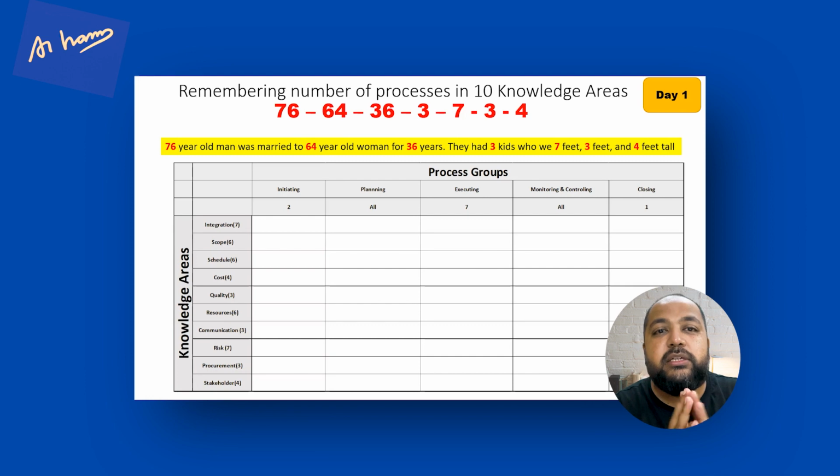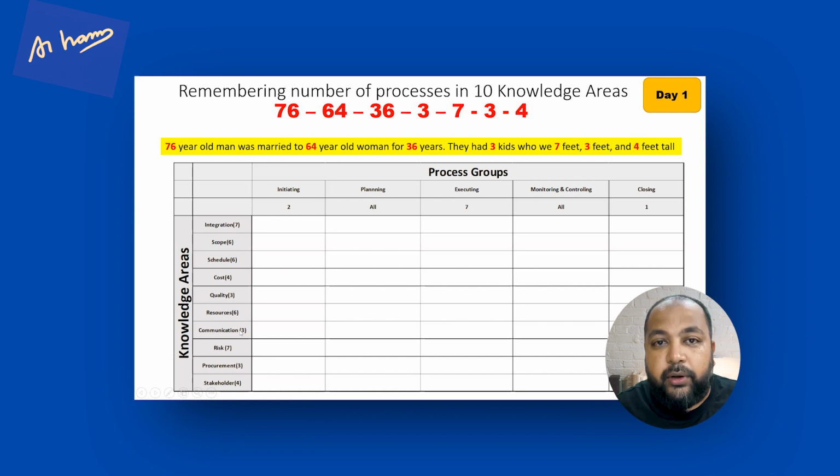So it's pretty simple. A 76-year-old man marries a 64-year-old woman. They're married for 36 years, and they've got 3 kids. One kid is 7 feet tall, the other 2 kids are 3 and 4 feet tall, right? Another bonus tip for you: you see this pattern over here, it's 36, 37, 34. So 7 goes into integration. There are 7 processes in integration management, 6 in scope management, 6 in schedule, 4 in cost, 3 in quality, 6 in resources, 3 in communication, and it goes on, right?